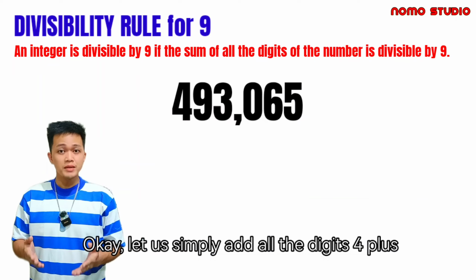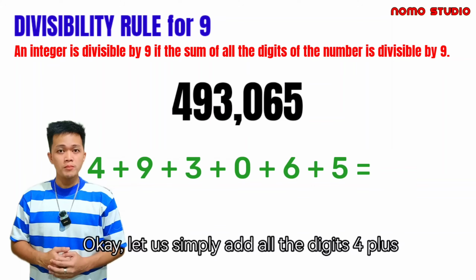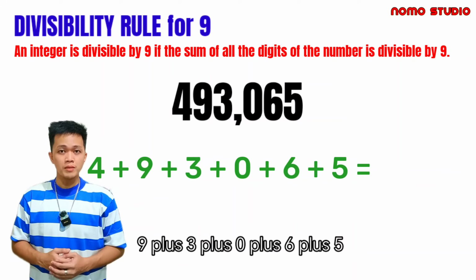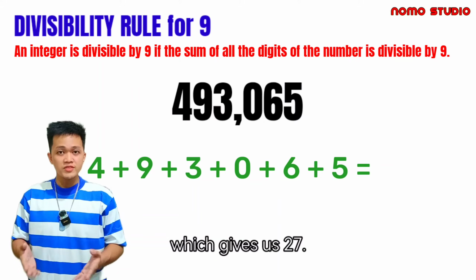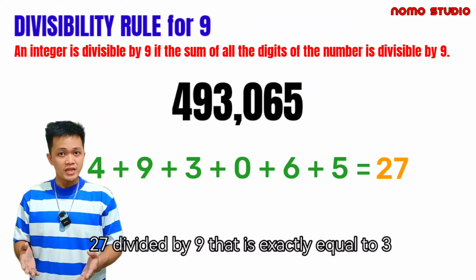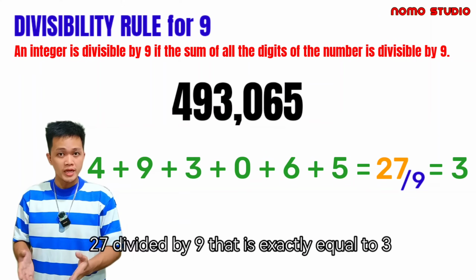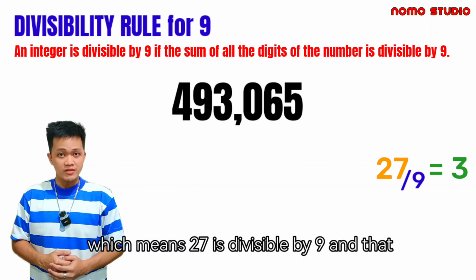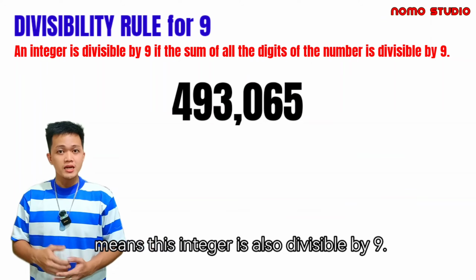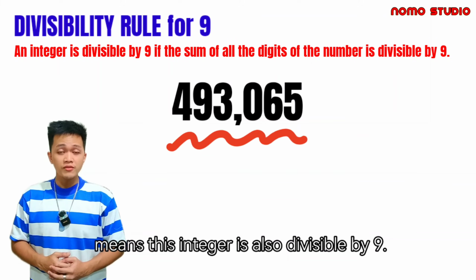Okay, let us simply add all the digits. 4 plus 9 plus 3 plus 0 plus 6 plus 5, which gives us 27. 27 divided by 9, that is exactly equal to 3, which means 27 is divisible by 9. And that means this integer is also divisible by 9.